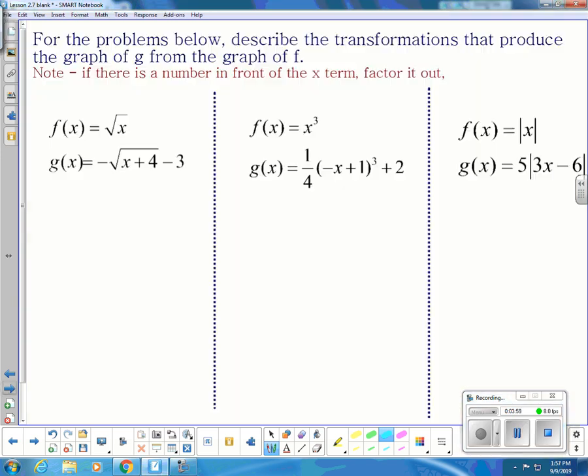Let's see if we can answer these. So, looking at this, it's a square root function with some transformations. There's 3 things happening. First thing I'm going to say is that. What does that do? Okay, reflects over the x-axis. Remember, it's outside, so that's a vertical flip over the x-axis. The other thing that is outside is this guy. Down 3.